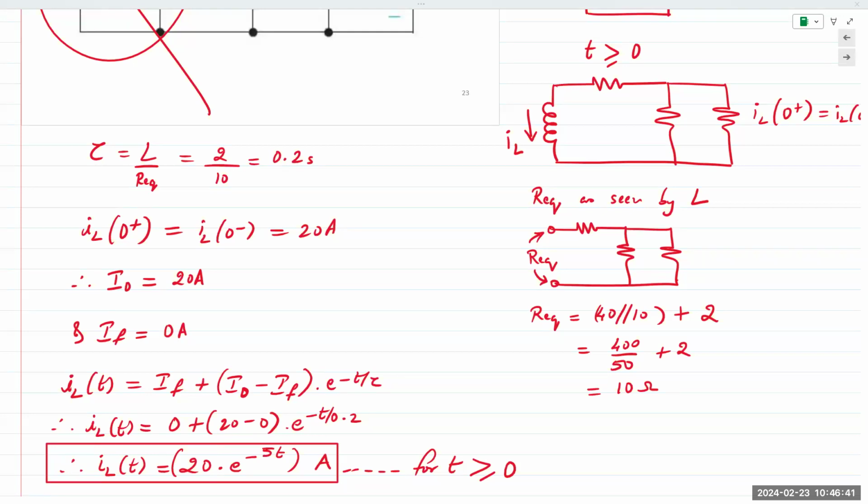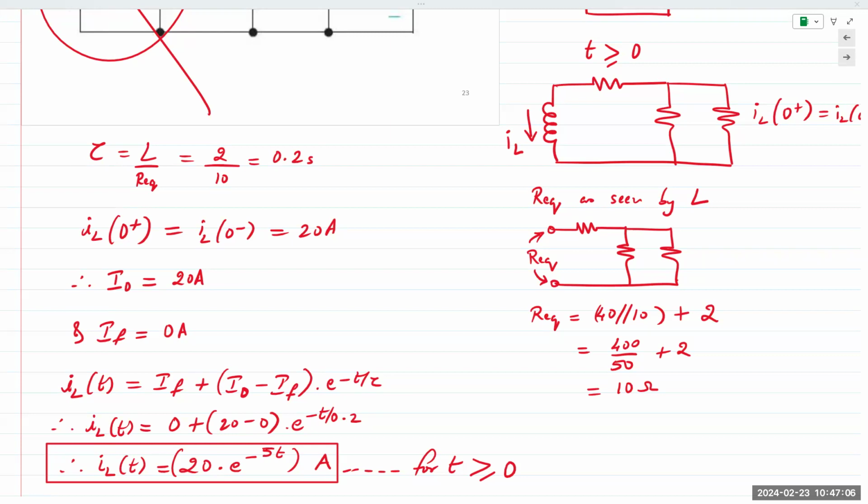Again, the majority of the solution is the setup. So you draw the circuit diagram for t less than 0 and t greater than 0, determine the initial values and the final values, and then find out tau, plug in all values into the standard expression, and that's it.